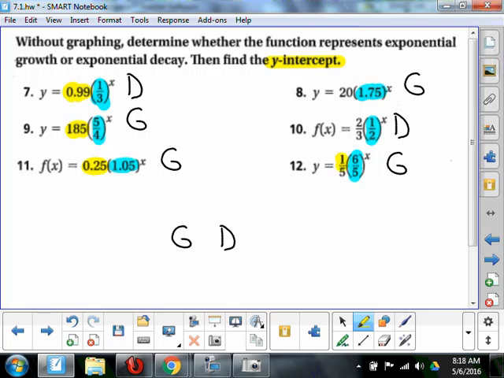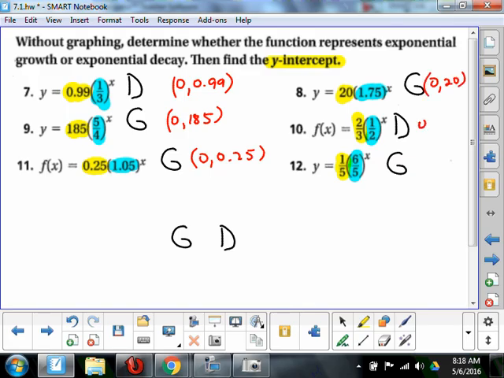Now, I'll be frank with you. When you write the y-intercept, if you just wrote 0.99, fine. If you want to put it in an ordered pair, that's better. But if you just wrote the a value, that's fine. But technically, it is this ordered pair. So that would be a better answer. So 8 would be (0, 20). 9 would be (0, 2/3). And 12 would be (0, 1/5). And that's it.